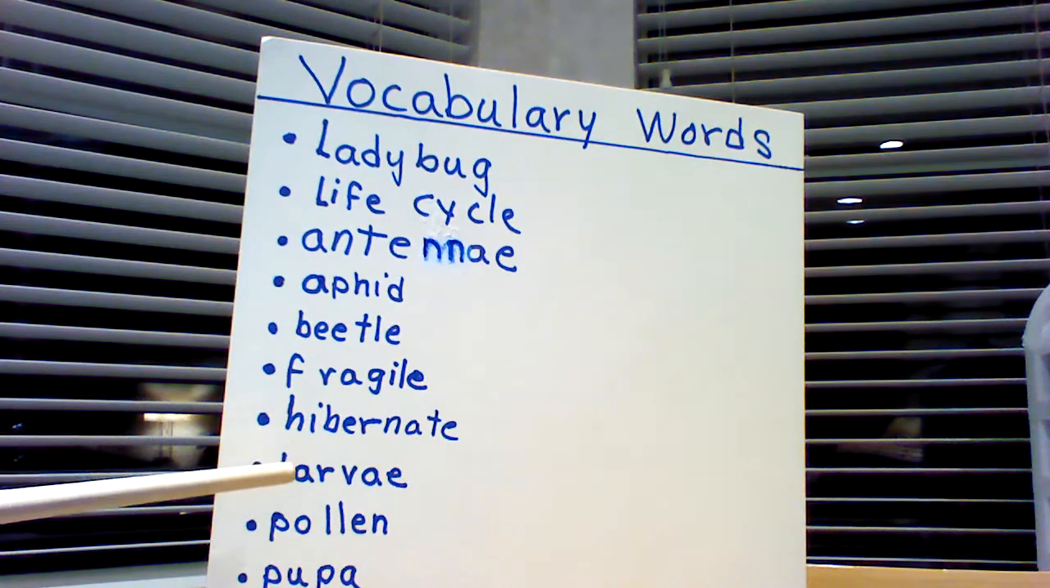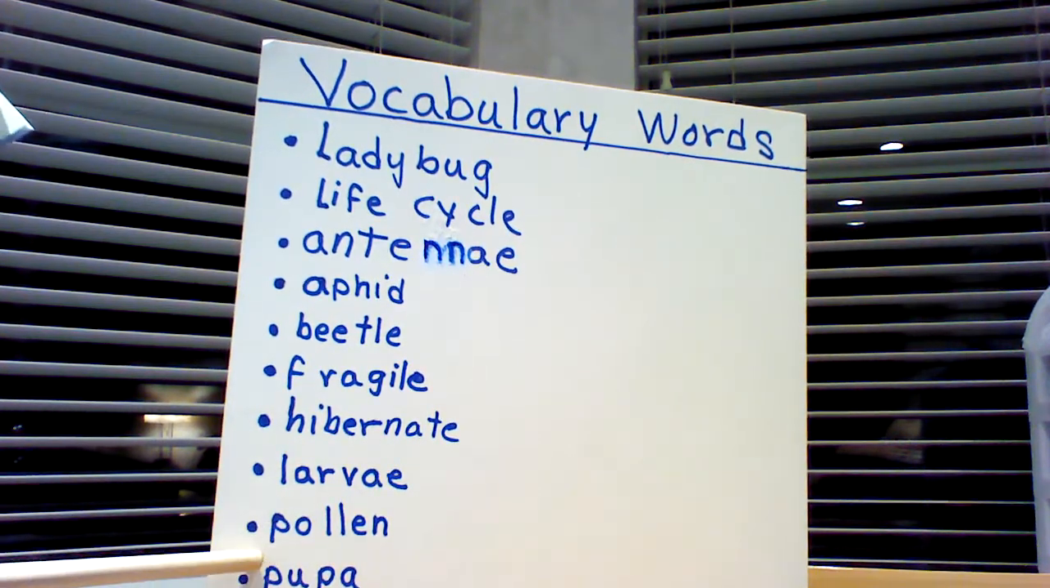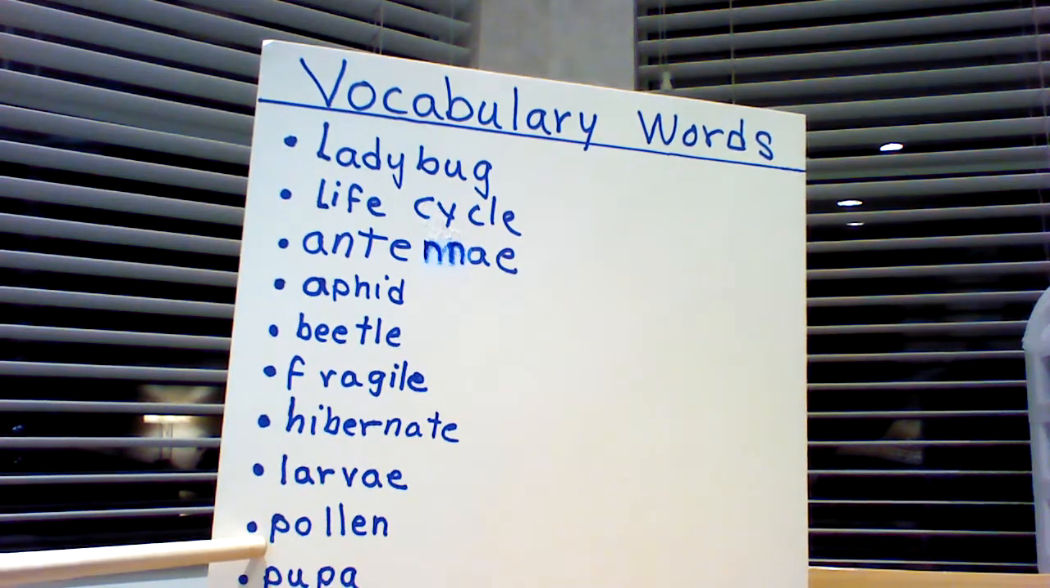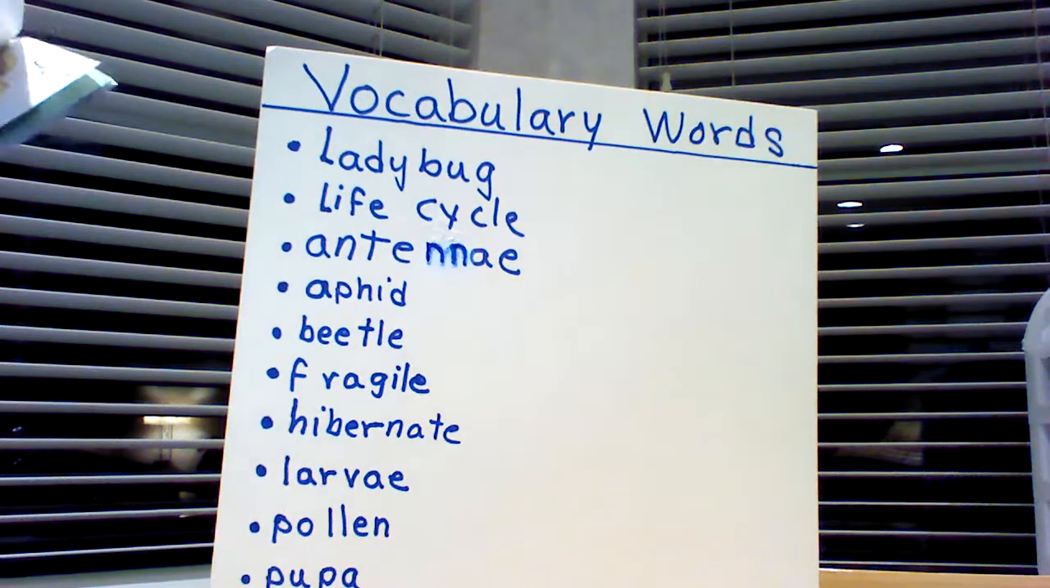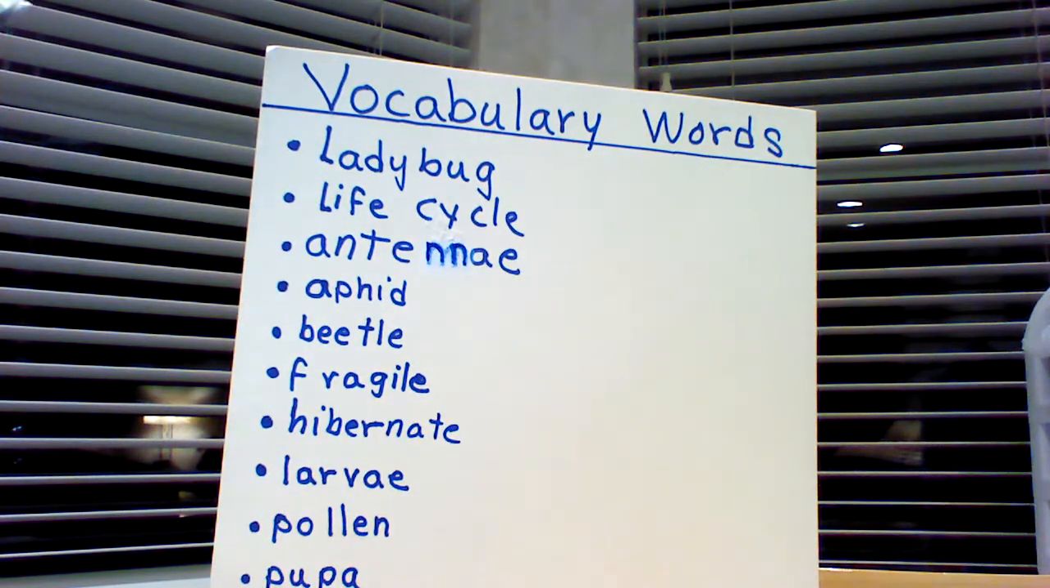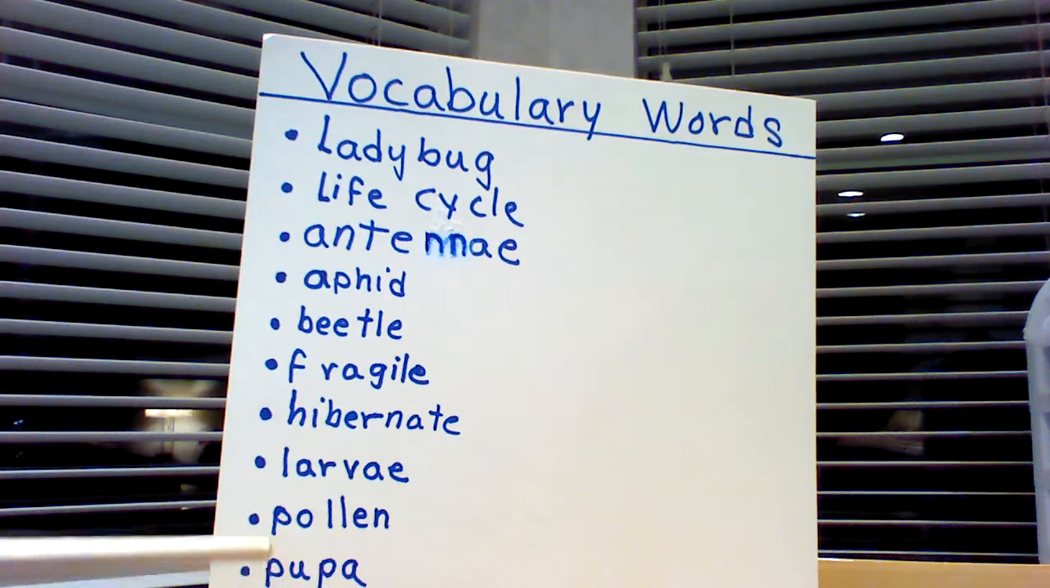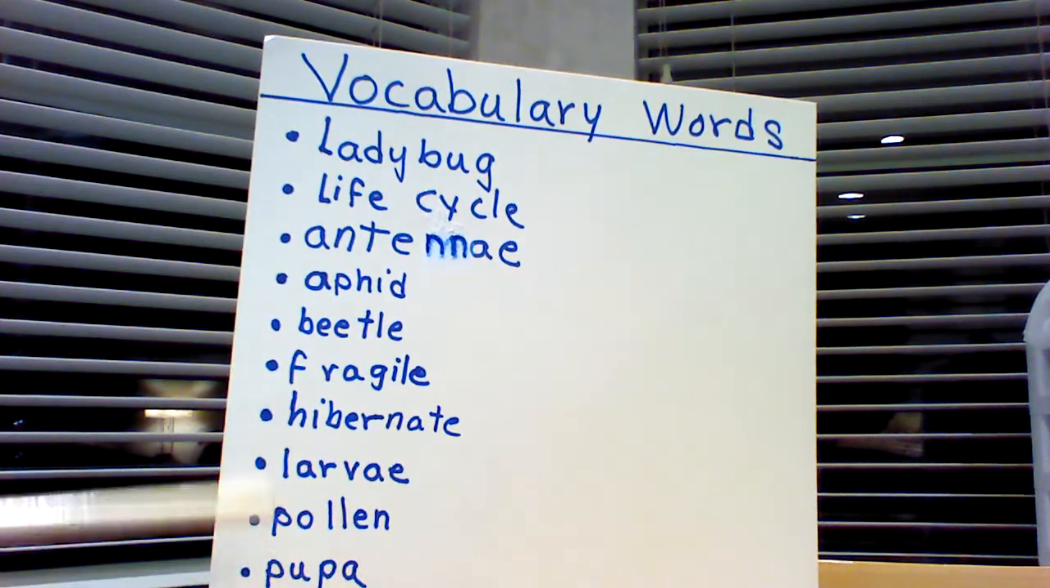Pollen. Tiny yellow grains made by flowers. It's like little yellow grains. Okay. And pupa, the stage in an insect's life right before it becomes adult. When it's in the pupa, the next stage is the adult.